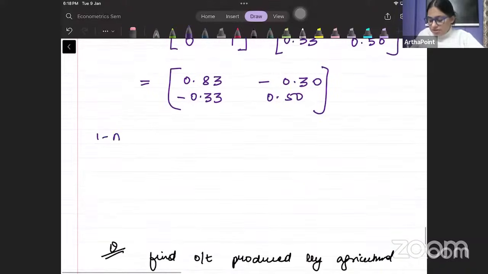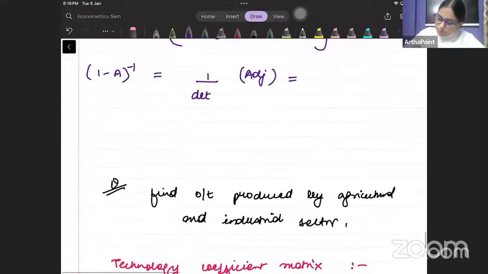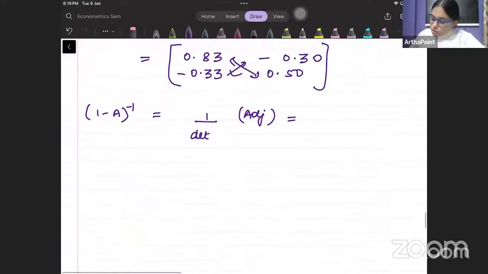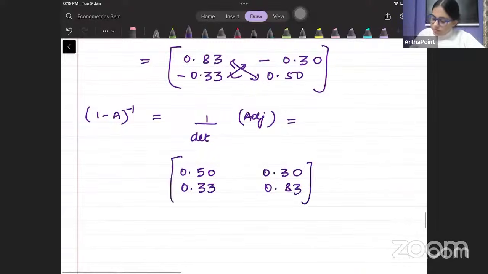Beta, now I have to find the inverse of I minus A, so it will be 1 upon the determinant of this matrix into the adjoint of this matrix. For the adjoint, what will we do? Very simple, we will interchange these two and change the sign of these two, right? So the adjoint of the matrix will be 0.50, 0.30, 0.33 and 0.83. Right, beta?